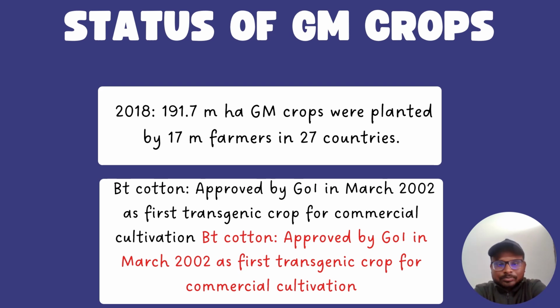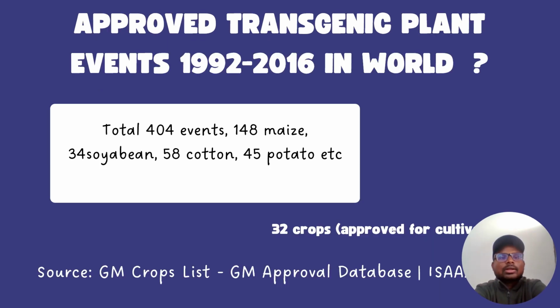And in India, only one crop is released as a GM crop, that is cotton. In 2002 March, it was the first transgenic crop for commercial cultivation. And what are the transgenic events approved so far in the world? According to data from 1992 to 2016, a total of 404 events are approved. Among them, 148 are maize, 34 are soybean and 58 are cotton.